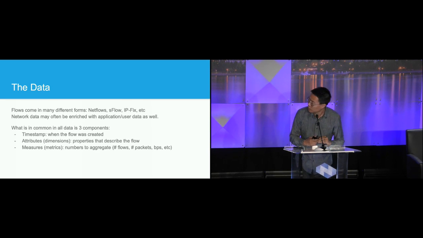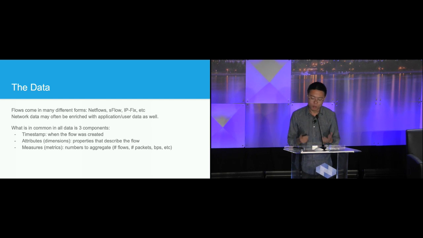Talking very broadly about the data, flows can come in many different forms. You can have NetFlow, sFlow, IPFIX, et cetera. Network data can oftentimes also be enriched with application level data, so information about the types of applications running in the network, as well as user data, so what types of users are using what types of applications.